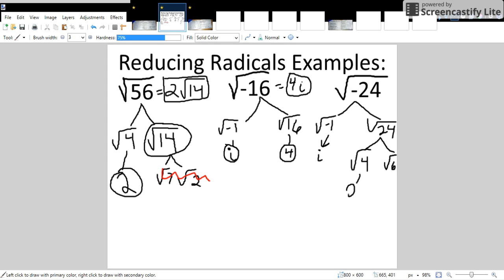The square root of 4 again is 2, and the square root of 6, if you want to break it down some more, is square root of 2 times the square root of 3. Again, 2 and 3, neither of those are perfect squares. You can't pull out perfect squares, so we're just going to go back a step for that one. So we have an i left over, a 2, and a radical 6. Our reduced radical form is 2i square root of 6. And that would be our answer.